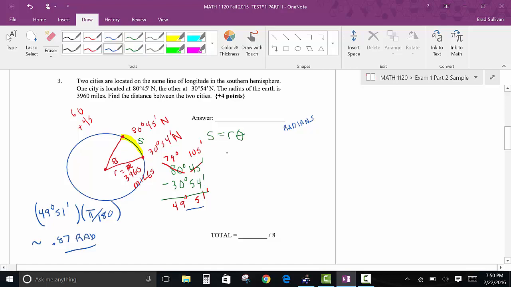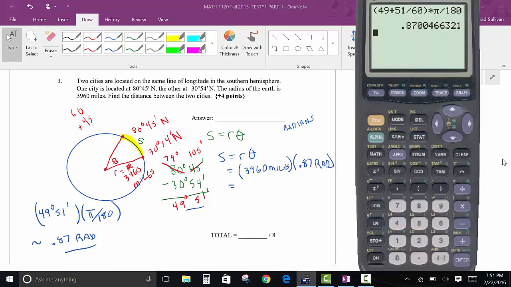Okay. Now going back to finish the problem up, we know that S is equal to R theta. So the radius I gave you in this problem is 3,960 miles. Theta was 0.87 radians. Now I can multiply those two things together to get my approximate answer. So let's do that.